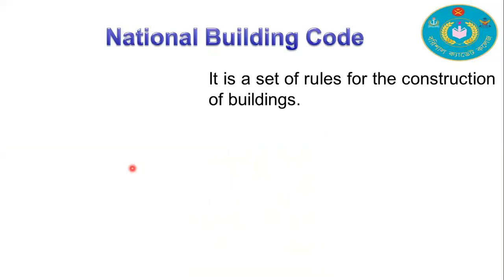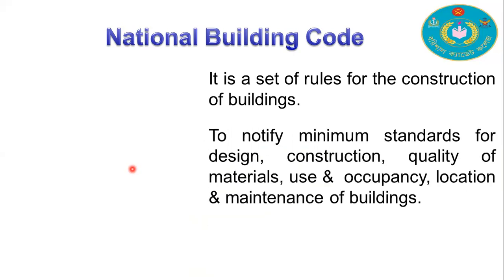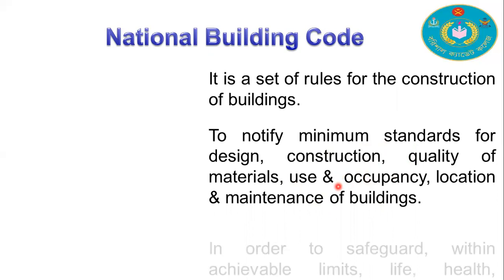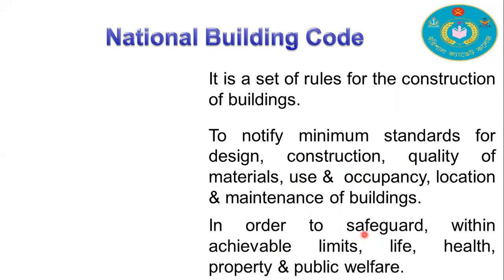The National Building Code. What is the National Building Code? It's a set of rules for the construction of buildings to notify the minimum standards for design, construction, quality of materials, use, and occupancy, location, and maintenance of buildings. That means the National Building Code includes these types of standards while any building is being constructed anywhere, in order to safeguard, within achievable limits, life, health, property, and public welfare.